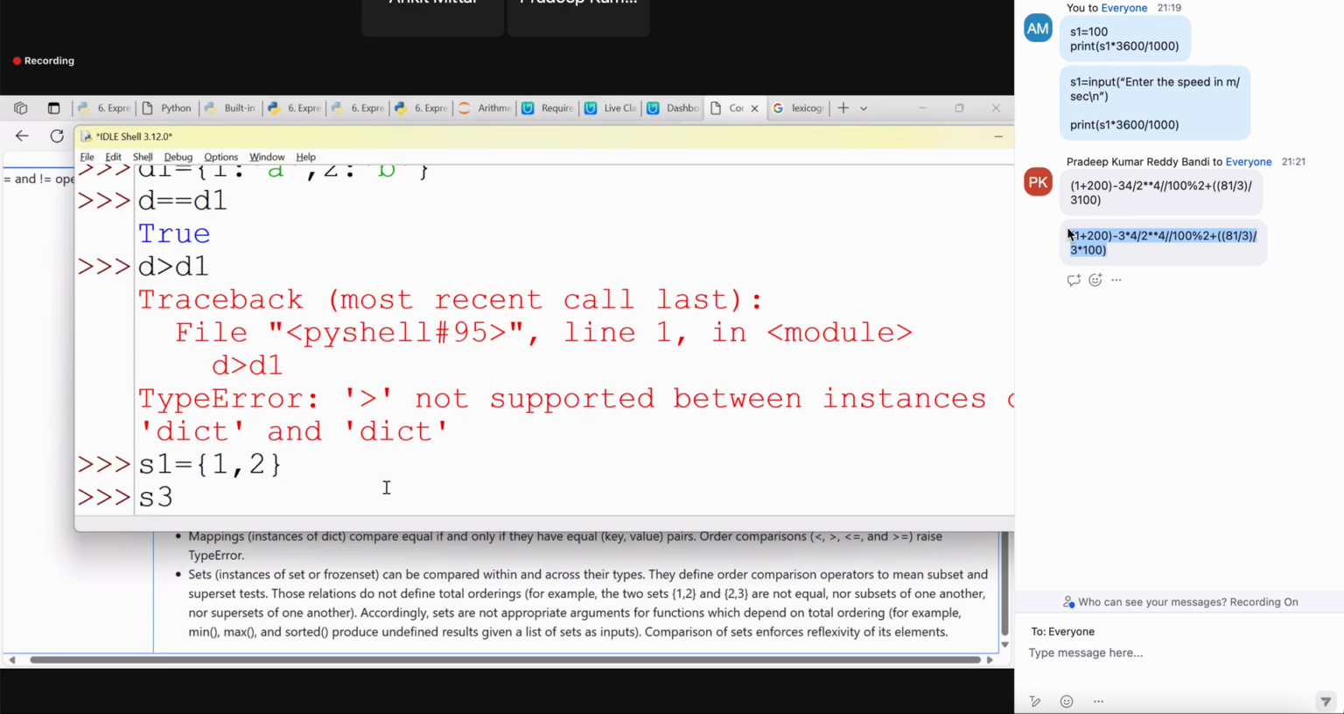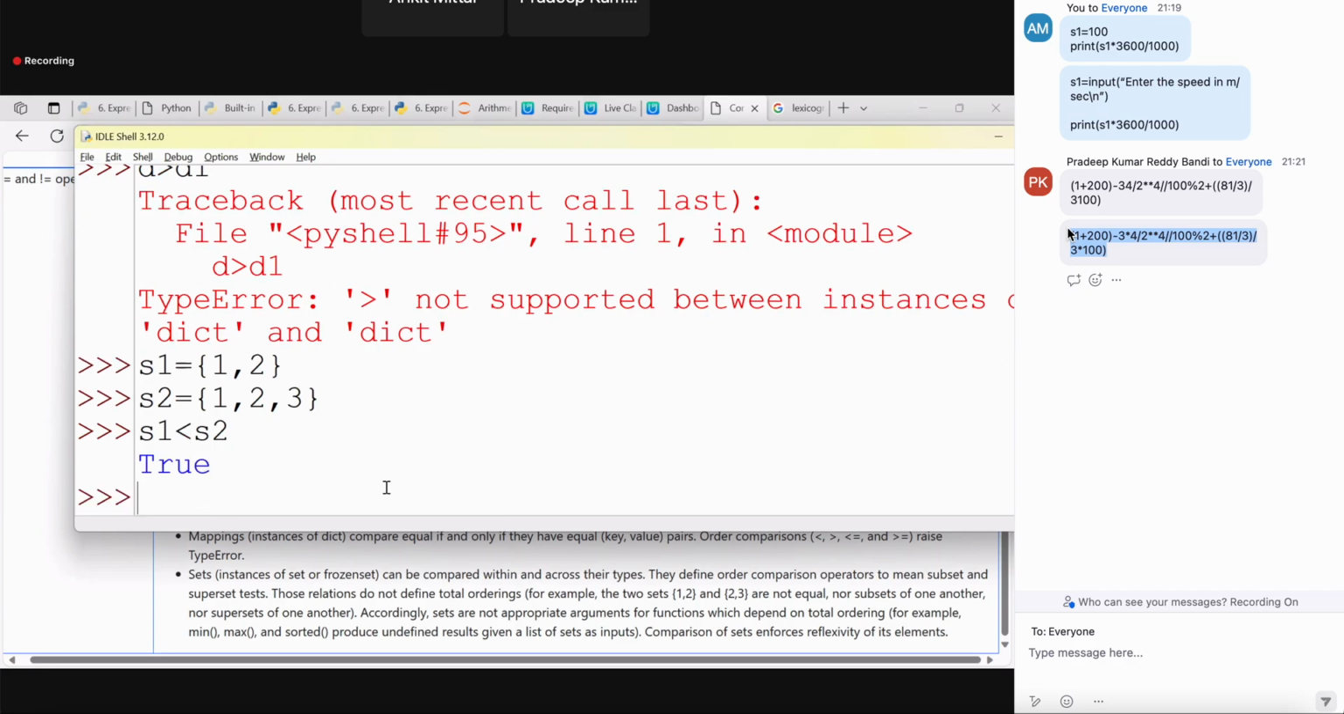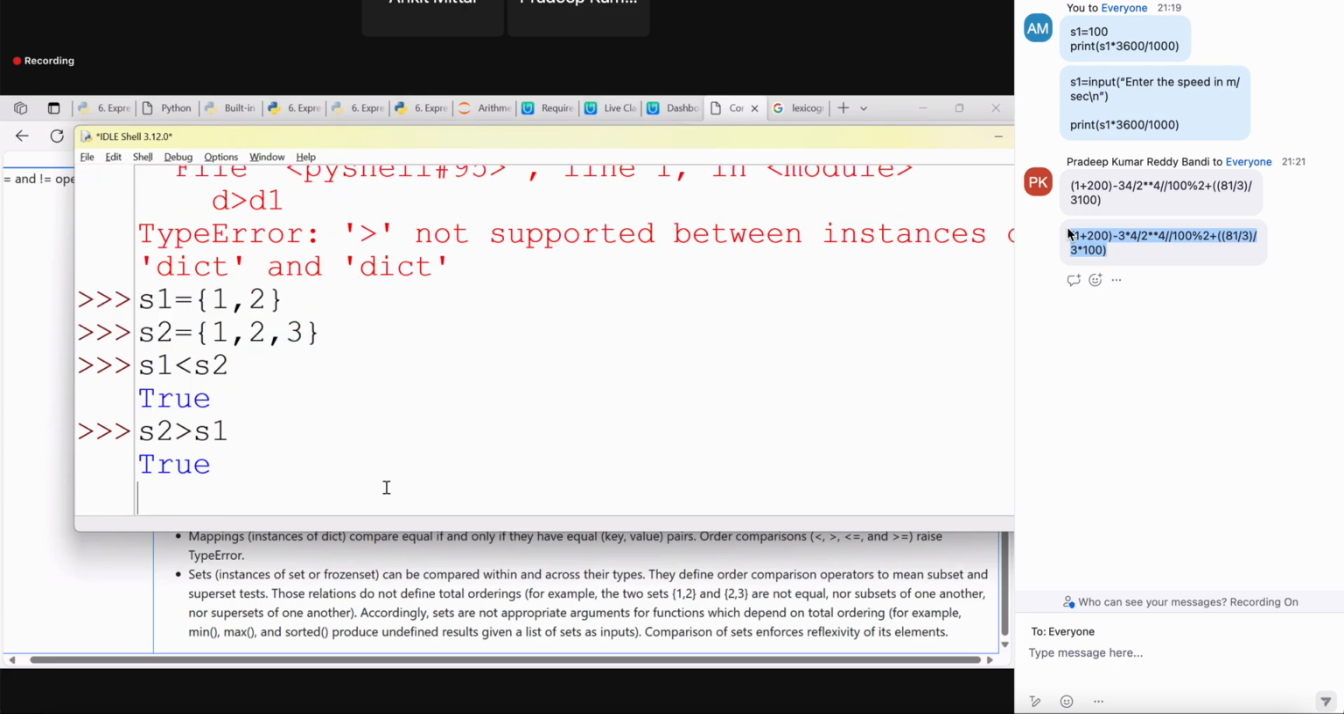So S2 is equal to {1, 2, 3}. Okay, so S1 less than S2. That is true because S1 is a subset of the other one. Okay, S2 greater than S1. That is true because S2 is a superset of S1.